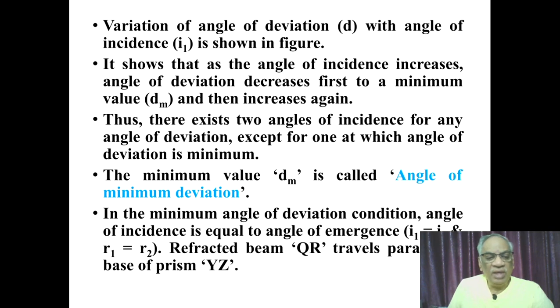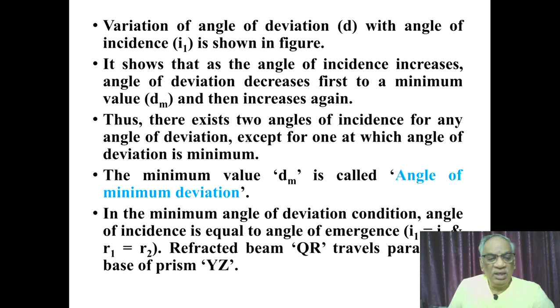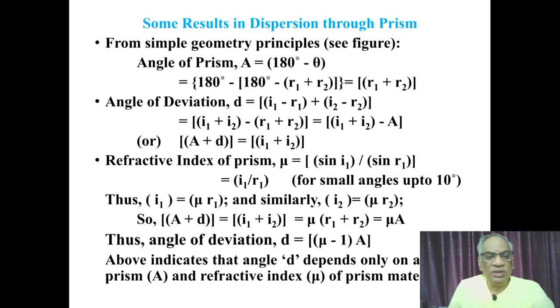In the minimum angle of deviation condition, the angle of incidence is equal to the angle of emergence, that is I1 is equal to I2 as shown in the slide, and R1 is equal to R2. Because of this situation, the refracted beam within the prism material, that is ray QR, travels parallel to the base of the prism YZ. So let us see some results in dispersion occurring through a prism.